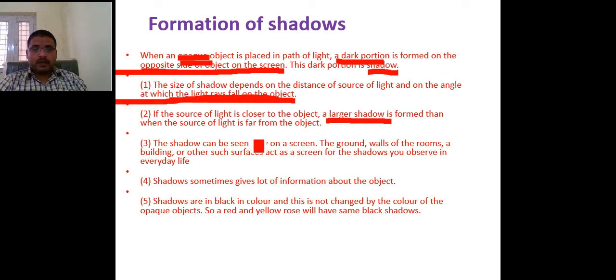The shadow can be seen only on a screen. Questions can be asked on this. Can the shadow be seen everywhere? No, the shadow cannot be seen everywhere. It is seen only on a screen. When you are moving along a path, your shadows are made, and these shadows are basically from the reflection of light from the opaque object, and the shadows are formed on the earth. That's why the earth becomes a screen.